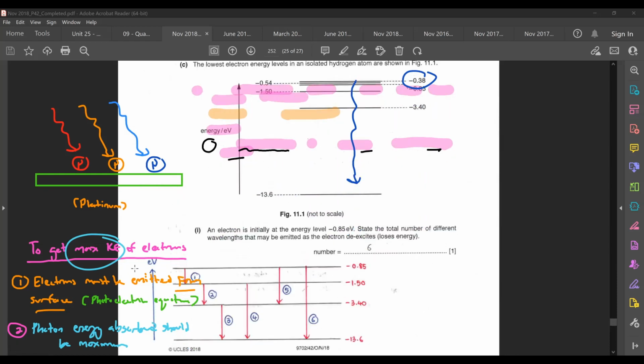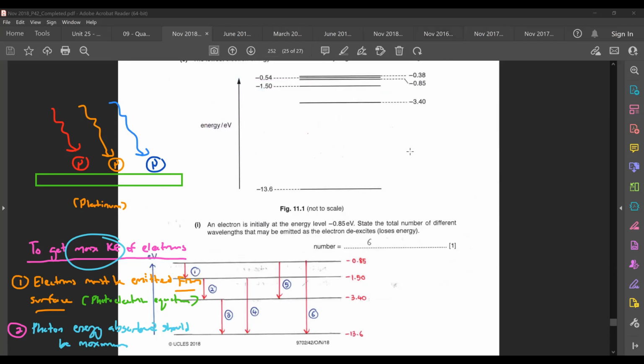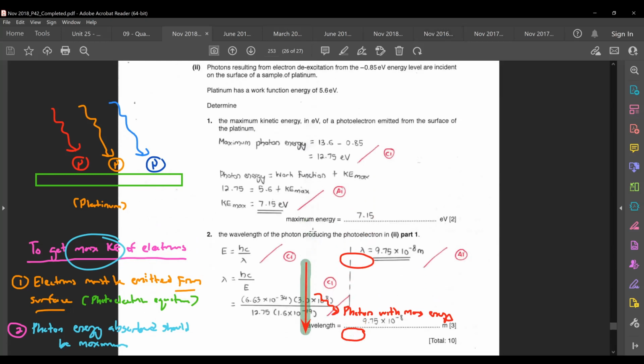So in your case here, if you look at the electron de-excitation from the previous page, you want to get the one that gives you the largest photon energy. You want to get the photon with the largest energy. That would mean that it has to travel the largest distance between electron energy levels. So if you started off at negative 0.85, you need to go all the way to negative 13.6, which is basically this electron here. The photon that you emit out of it is the photon with maximum energy. So you want to take this photon and plug it inside your photoelectric equation.